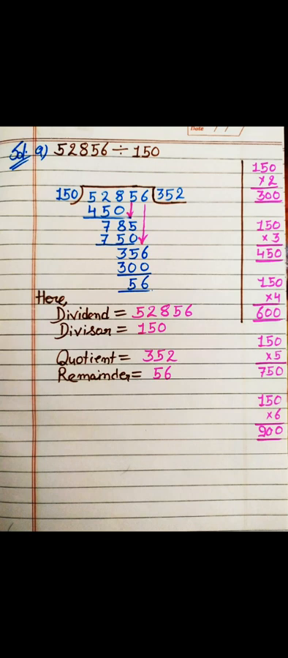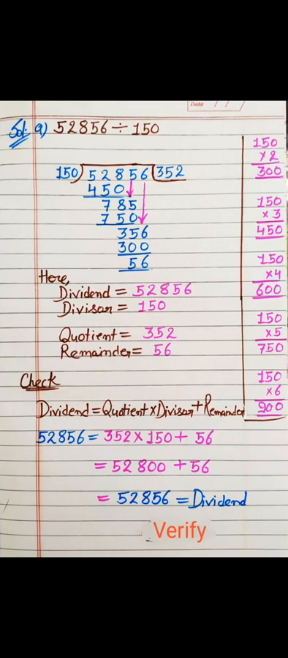Now if we wish to check the answer, how can we check? By the division algorithm, that is dividend equals quotient times divisor plus remainder. We put in the values: dividend is 52,856, quotient is 352, divisor is 150, remainder is 56. When we multiply 352 and 150, we get 52,800, and if we add the remainder, 56, we get 52,856. That is the same value as the dividend. That means our answer is verified.